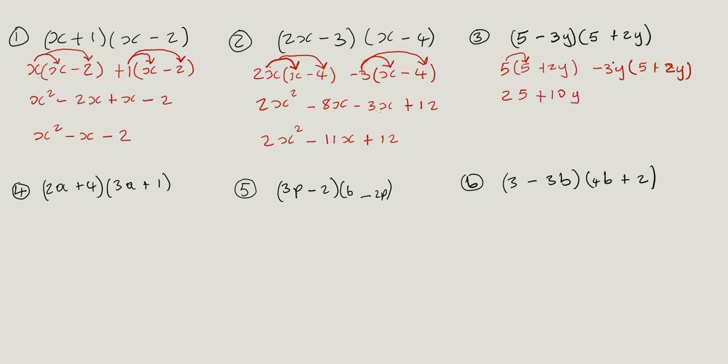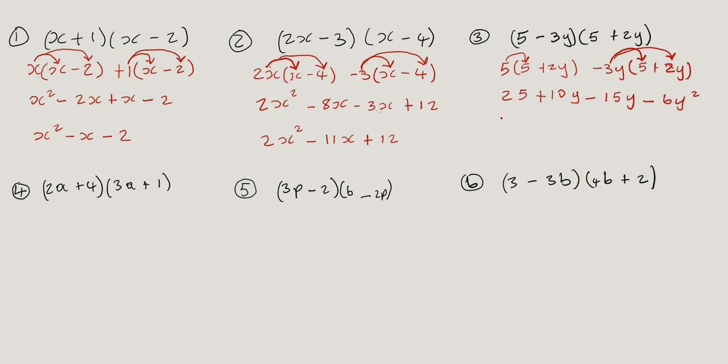Then we move to this one. We're going to take this negative 3y to multiply the first term, and then we're going to take the negative 3y to multiply the second term. Be careful when you're multiplying with negative numbers. So note, a negative number times a positive number, the result is going to be negative. So we have negative 3y times 5, that's going to give us a negative 15y. And we have a negative 3y times a positive 2y, that's going to give us a negative 6y squared.